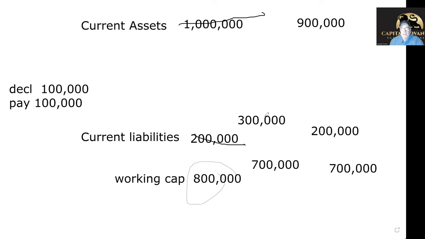If I declare a dividend, my liabilities go up, so now my working capital goes down. And when I pay the dividend, both my assets and the liabilities go down the same amount, so it does not affect my working capital. There we go. Now, dividend payout ratio.